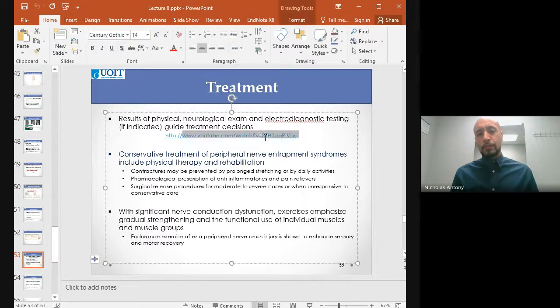So this is like a med school OSCE prep. If you want to look at it on your own time, they're going through how to do a neurological test, I think, of the hands.